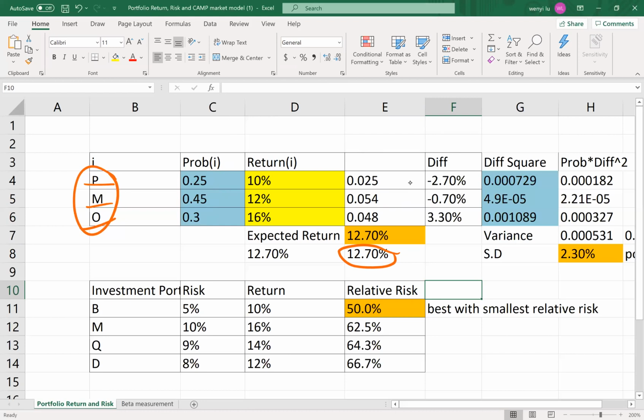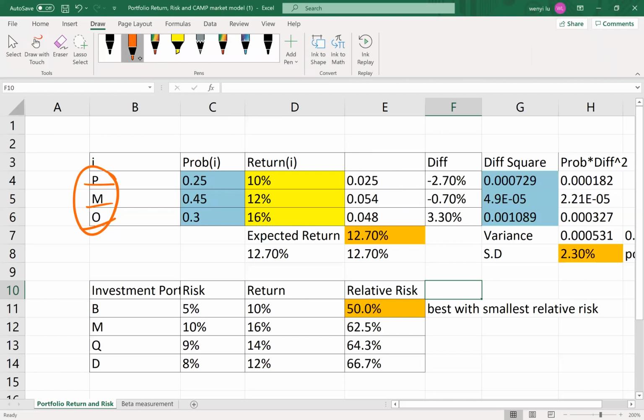Now let's solve the risk. We already solved the return, and now our goal is to measure risk. How to measure risk? The first step, we must solve the difference between each return and the expected return. So the return of 10% minus 12.7% gives minus 2.7%. Then 12% minus 12.7% gives minus 0.7%. And 16% minus 12.7% equals 3.3%. So the return minus expected return is the difference here.